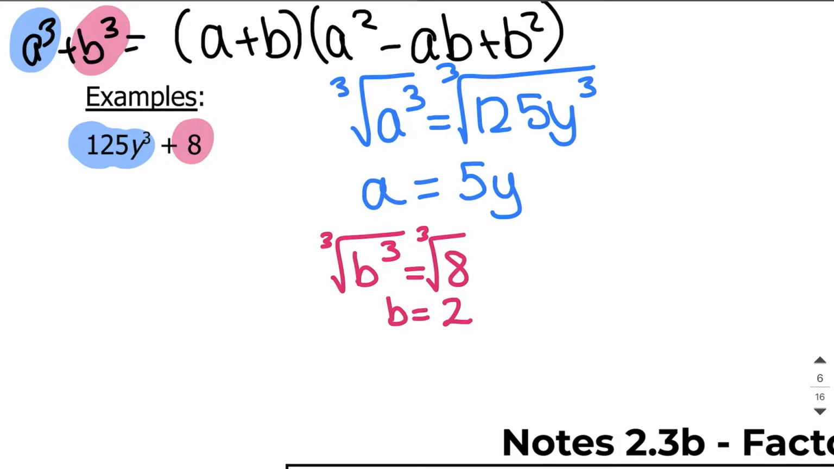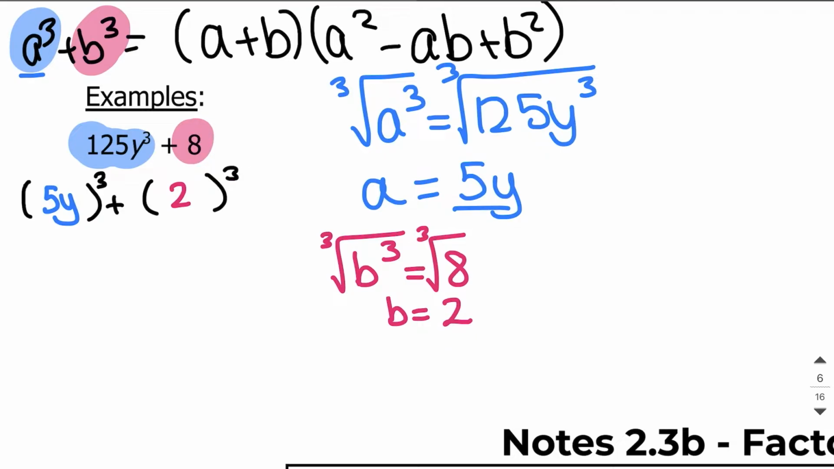So what I'm going to do here is rewrite this as a cubed plus b cubed. Here I know that my a is going to be 5y, so this is 5y cubed. Isn't that the same thing as 125y to the power of 3? It sure is. Now I'm also going to do the same thing with the 8. I'm going to do 2 to the power of 3, and that's what gives me 8 right here. So I know my a and my b.